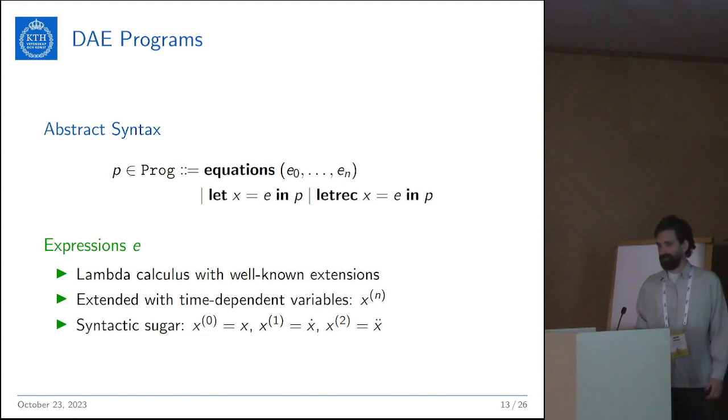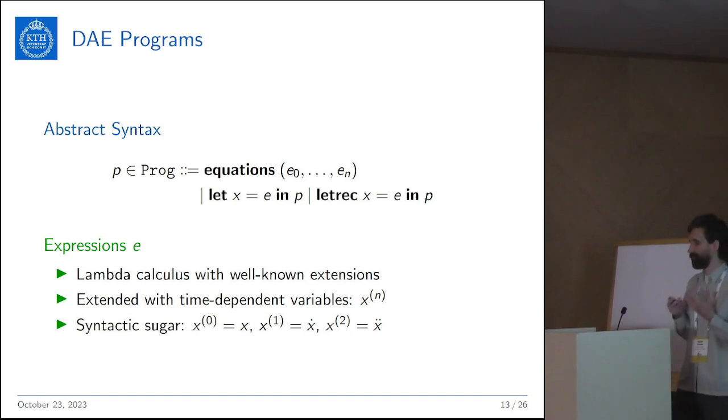Right. So this input program has the following abstract syntax. It's essentially a sequence of let bindings, either recursive or not, that ends with a sequence of residual expressions that encode equations. The expressions themselves are the lambda calculus with well-known extensions. We also extend these expressions with time-dependent variables, where n denotes the derivative order of this dependent variable with respect to time. Then we use syntactic sugar, the common dot notation, to denote time derivatives of dependent variables.